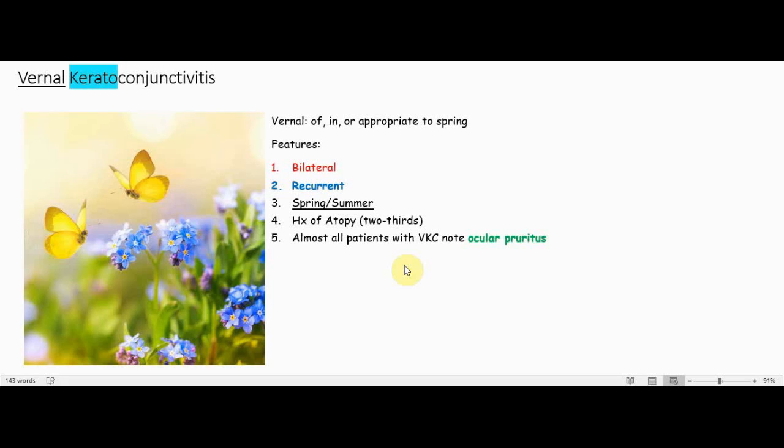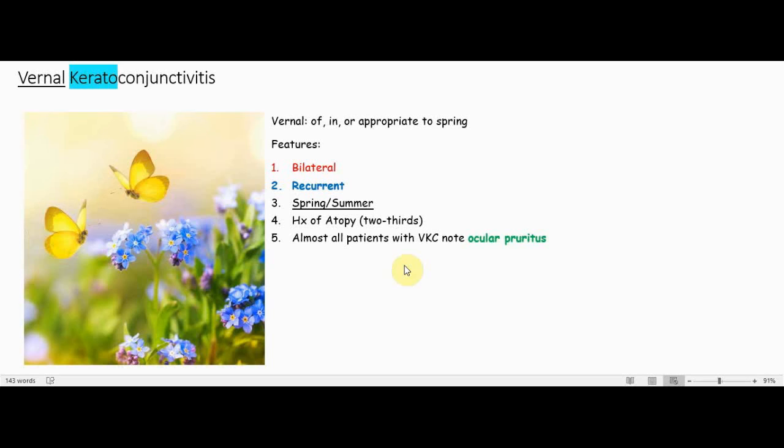So in part 1, we basically talked about the naming convention, why we call it vernal keratoconjunctivitis. We talked about the basic features, the fact that it is bilateral and recurrent and most commonly occurring in the spring and the summer, the fact that it has a definite association with hot weather, and that it primarily affects young boys in the age range of 5 to 15.